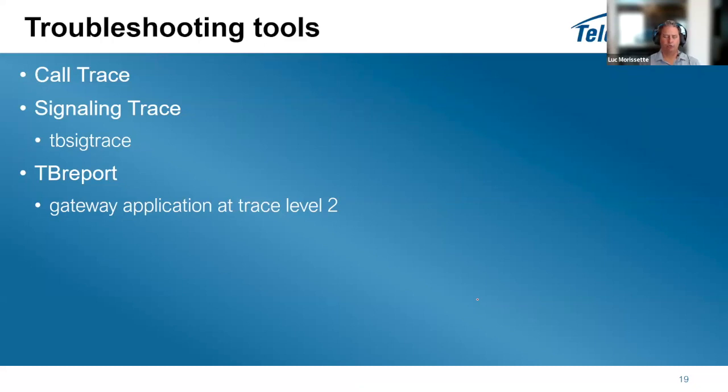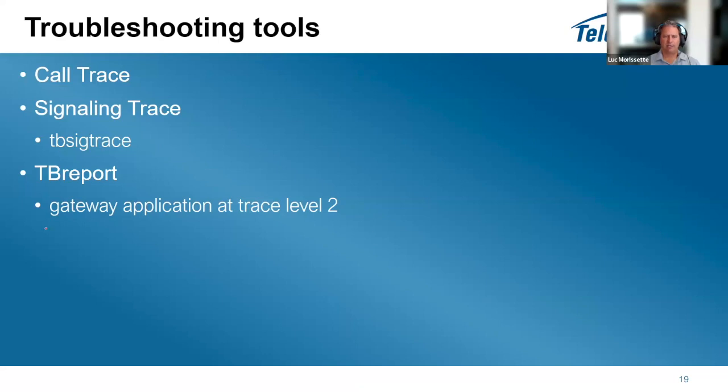So troubleshooting tools for call routing, I think the call trace is probably the best tool, and I will show you that in a minute how to use this. If you can't get enough information in a call trace, you may want to do a signaling trace. So TB6 trace is the application we use for that. And if you can't figure out what's the problem, maybe we need to do a TB report and get the help from our support team.